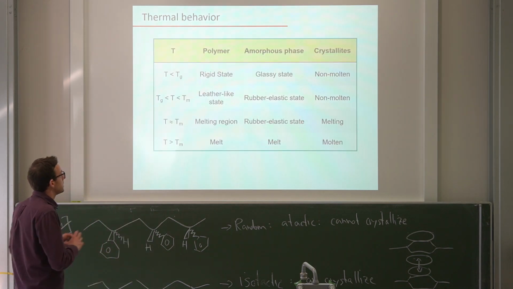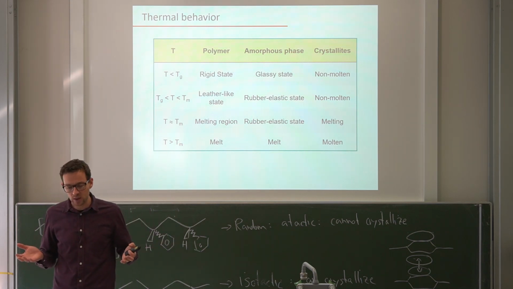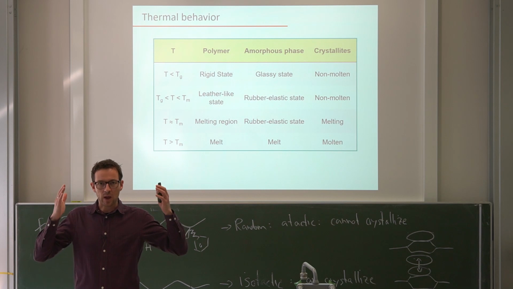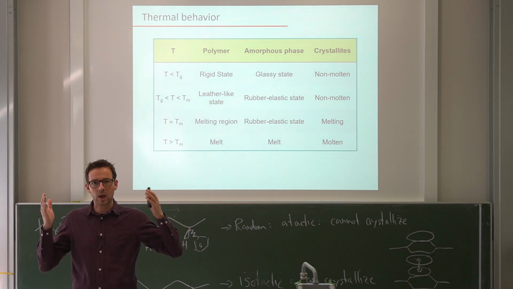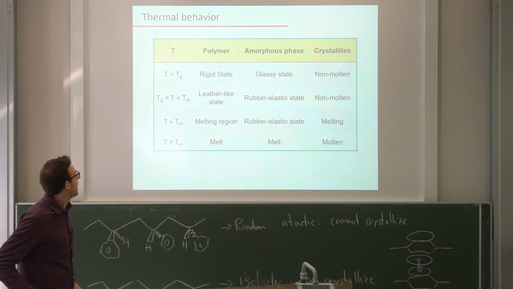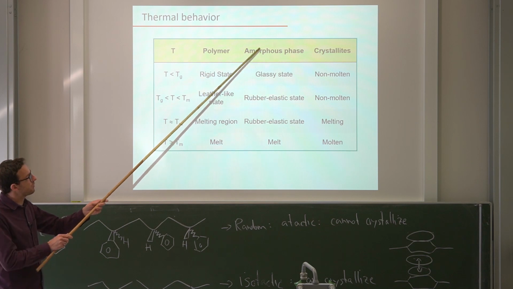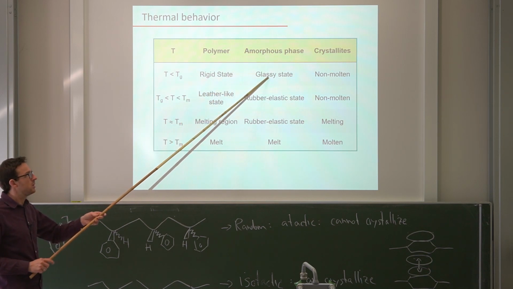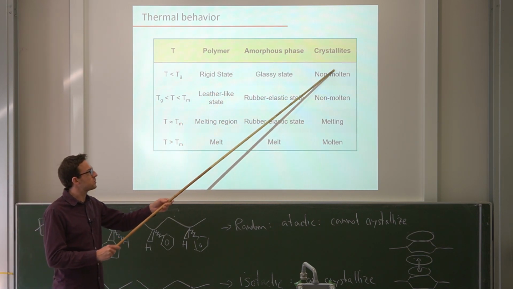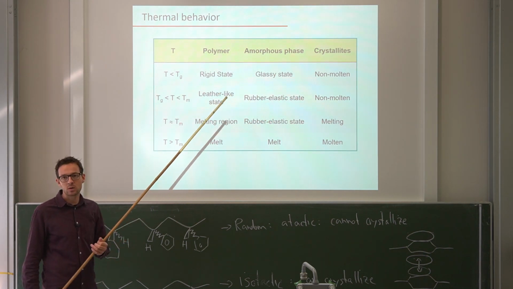Okay, so just as an overview, how does it now look? Now we need to factor in these two components. We have amorphous regions and we have crystalline regions in a semi-crystalline polymer. And we already know that below the glass transition temperature, our amorphous phase is in a glassy state, and the crystalline state is still in a crystal state. So this makes the material very rigid.